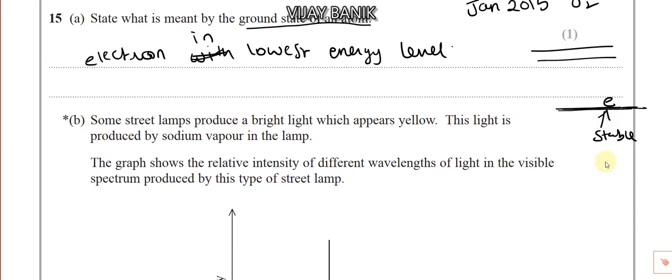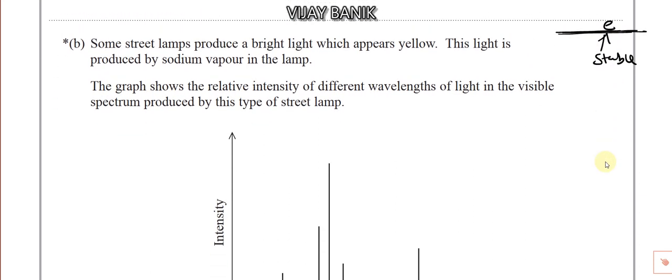Now, some street lamps produce a bright light which appears yellow. This light is produced by sodium vapor in the lamp. Okay, some street lights produce a bright light which appears yellow. So you must have seen the street light which appears yellow. Inside those lights you have sodium vapor in the lamp.